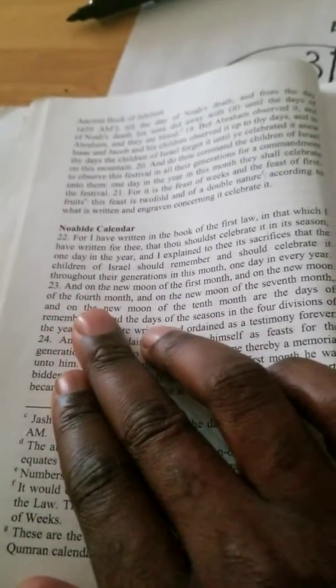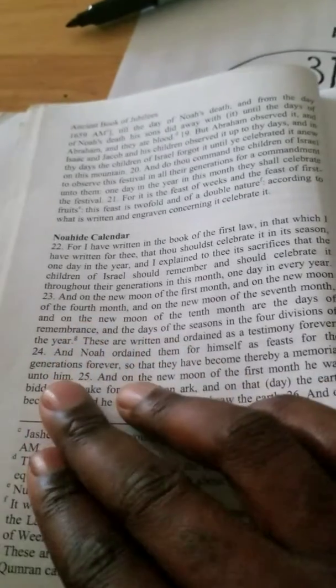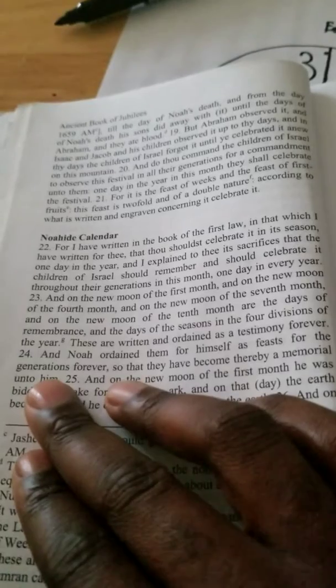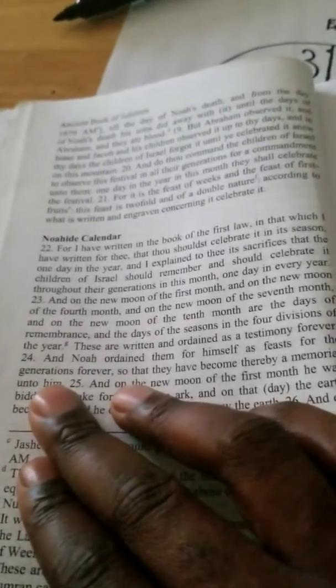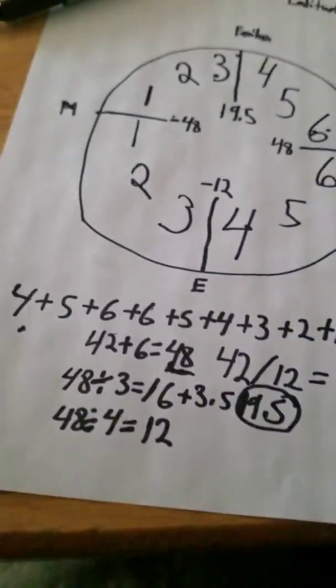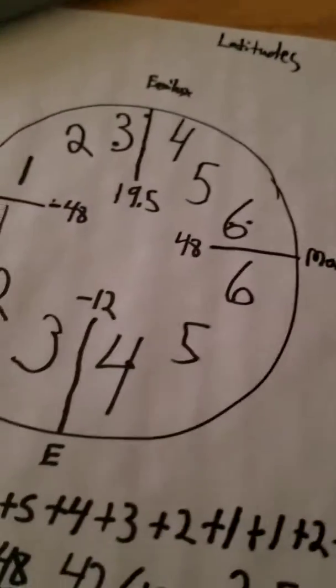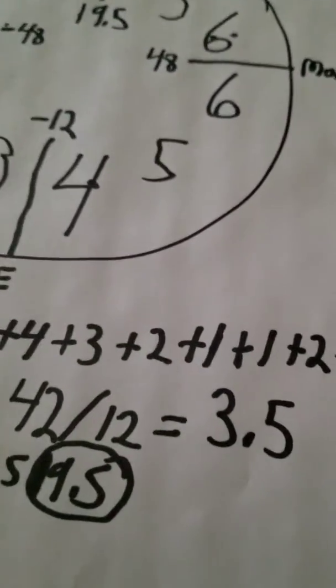And so here we go, verse 23, zoom out. And on the new moon of the 1st month, and on the new moon of the 4th, and on the new moon of the 7th, and the new moon of the 10th, are the days of remembrance, and the days of seasons, and the 4 divisions of the year. These are written and ordained as a testimony forever. It's no telling how old this book was when it was in the Dead Sea Scrolls, but if it's 2018 now, and it's still working, and I see them, then I guess Jubilees was telling the truth after all, because it worked.